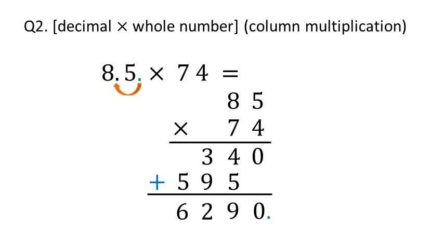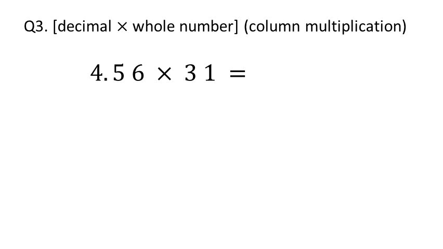6,290. Then we need to move the decimal point one place to the left. So the answer is 629.0. We can eliminate the decimal point and 0. So the final answer is 629.